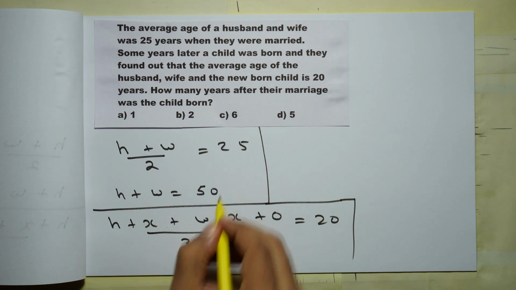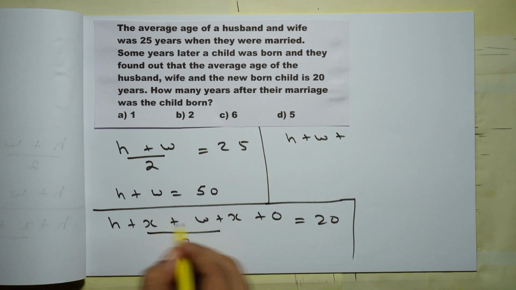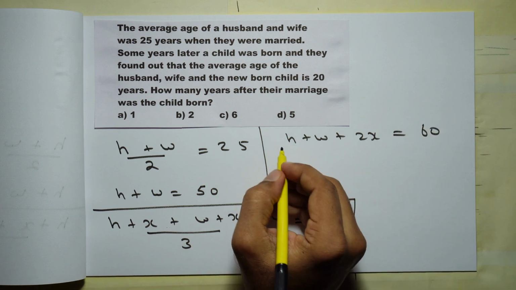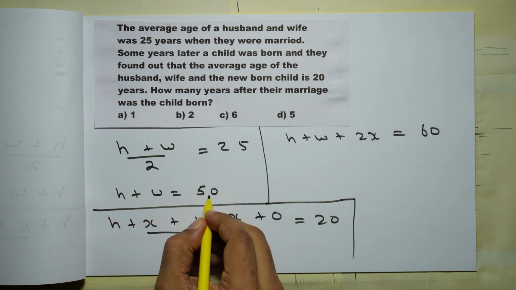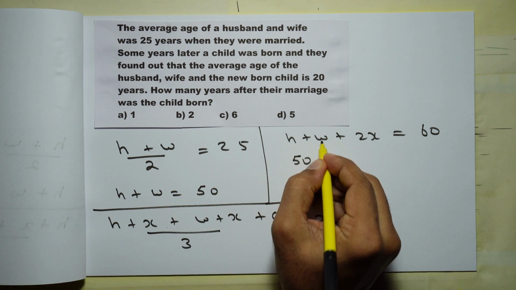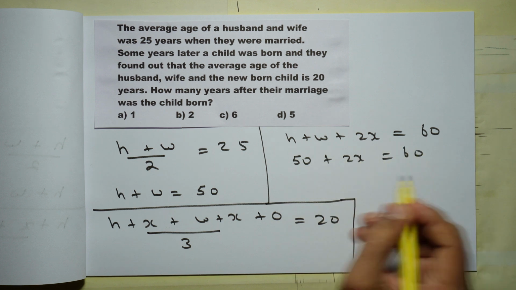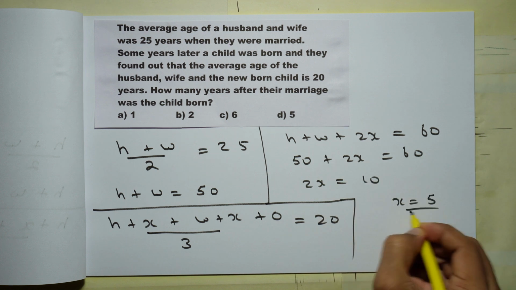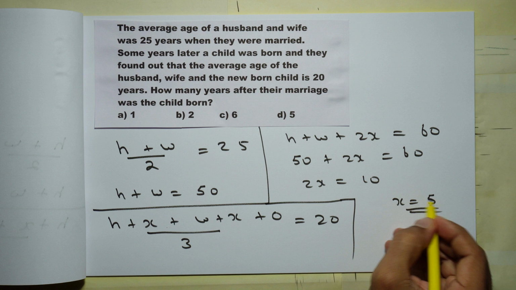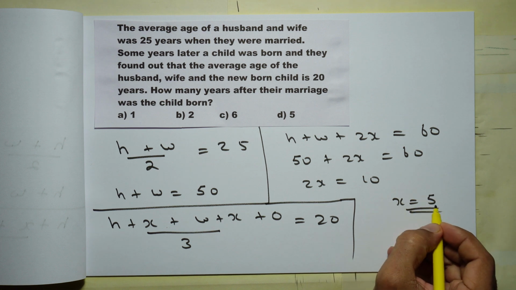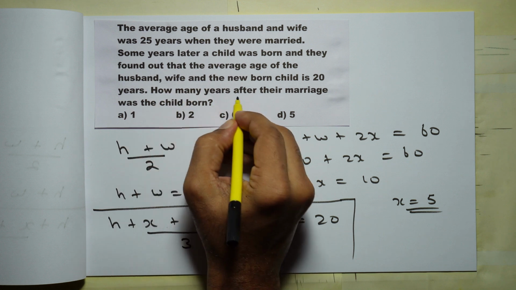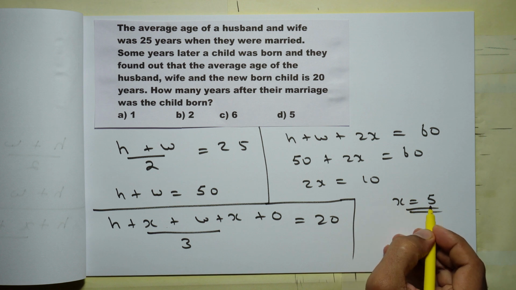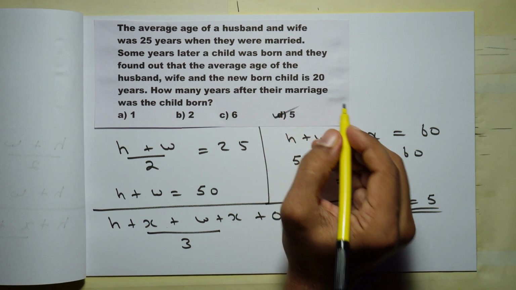So here you have H plus W plus X plus X, that is 2x, equal to 3 times 20 is 60. Now from the previous equation we know H plus W is equal to 50. So H plus W is 50 plus 2x is equal to 60, or 2x is equal to 60 minus 50 is 10, or x is equal to 5. So we have assumed that the child was born after X years and X is equal to 5. Question is, how many years after their marriage was the child born? The child was born after X years and X is equal to 5. So 5 years, option D.